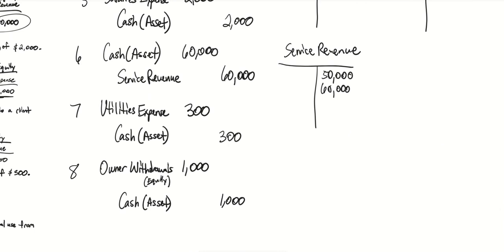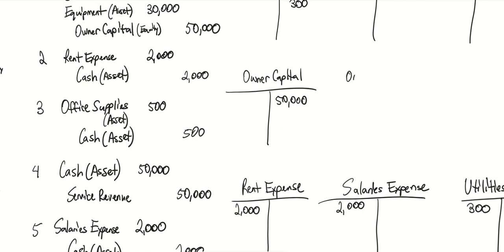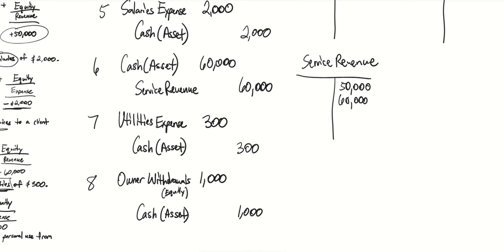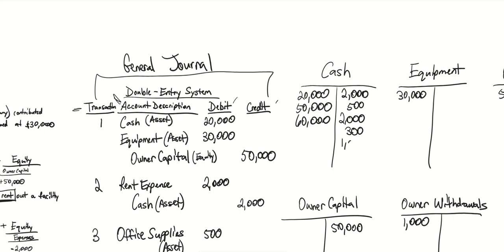So transaction 8, last one. Owner withdrawals of $1,000, that's debited. So I'm going to put owner withdrawals up here, and that's going to be a debit of $1,000. And then we go back down here to transaction 8. We have a credit of $1,000 in cash. Okay, and that's going to go up there.